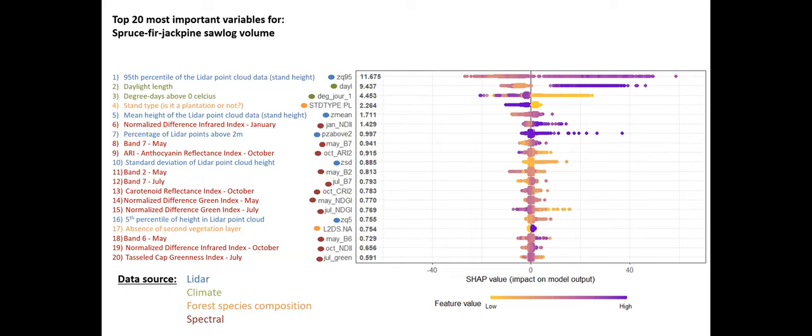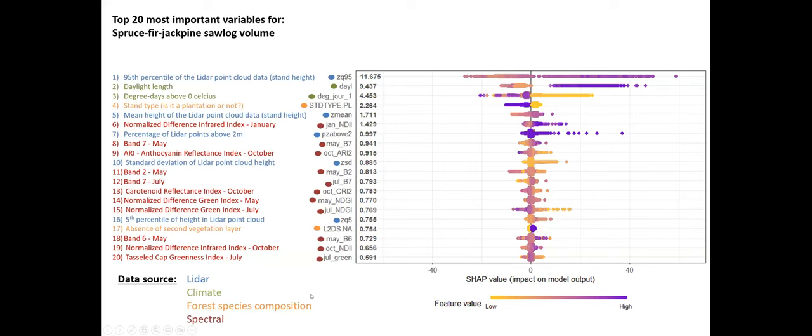So this is an example here for one parameter that we were modeling, the sawlog volume of spruce, fir and jack pine. The vertical order in which you see the parameters is the relative importance of these parameters for the prediction. And you can see here on the x-axis the actual impact of this parameter on the model. So for example, the stand height, as derived from the 95th percentile of the LiDAR point cloud, is the most important variable. And you can see that greater values, or darker hues, are associated with a positive impact on sawlog volume.